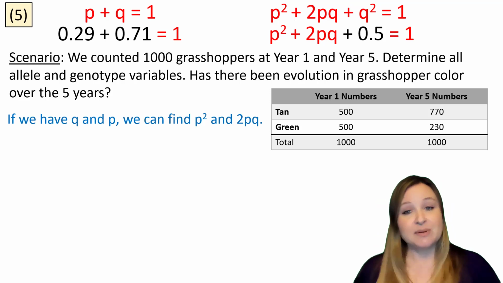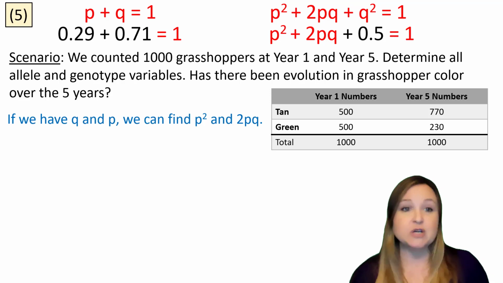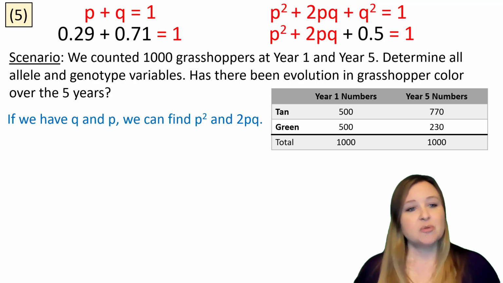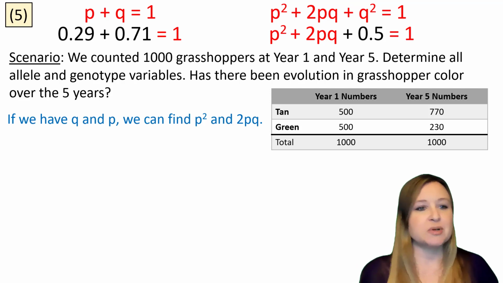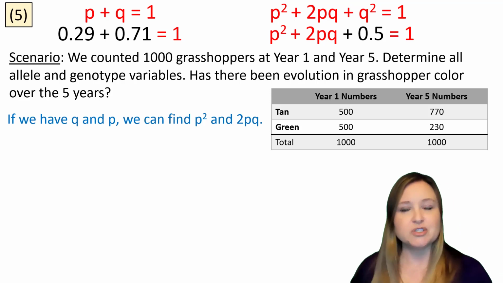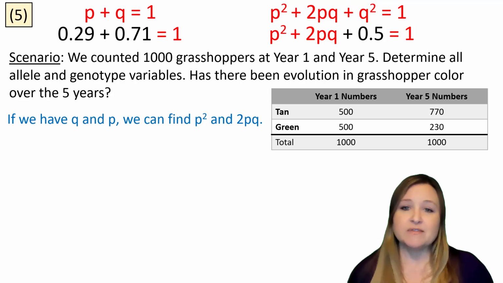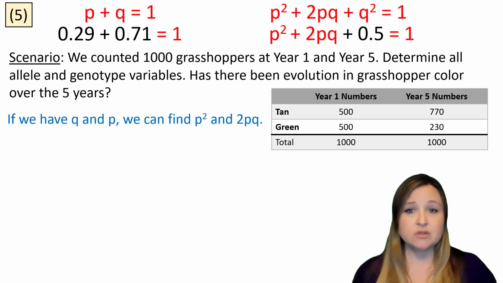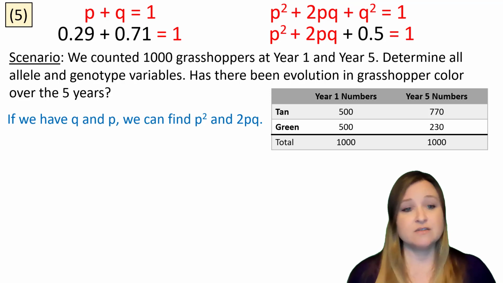Now, if we have Q and P, that might be enough, depending upon the question. We figured out the frequencies of the P and Q alleles. But in our scenario, it says determine all allele and genotype variables. So we're going to determine the frequencies for the genotypes as well. And what we've got left is P squared, those are the homozygous dominant individuals, and 2PQ. That's the frequency of the heterozygous individuals.